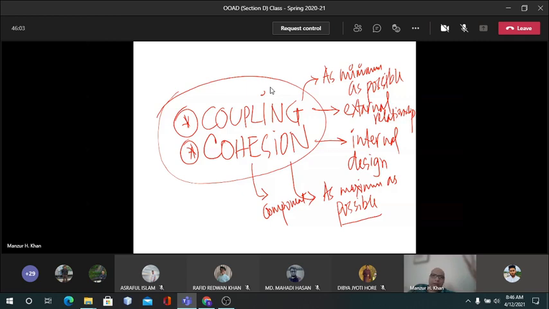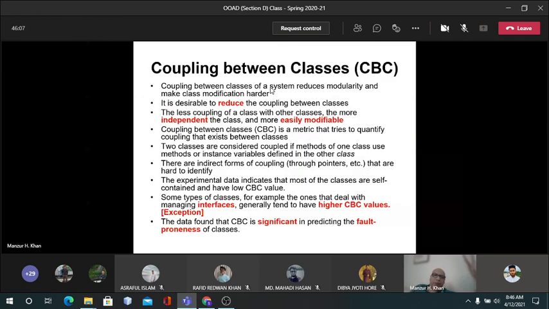Now let's see the matrices. So the first matrix focuses on coupling. The second matrix focuses on cohesion. So now let's see CBC, coupling between classes.